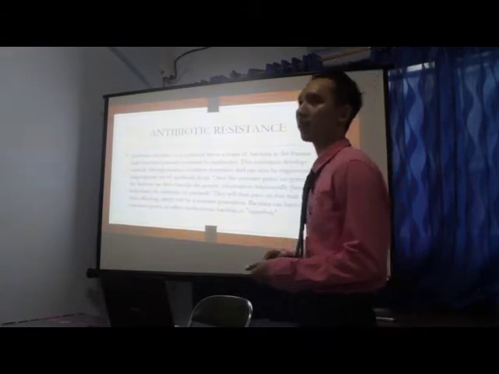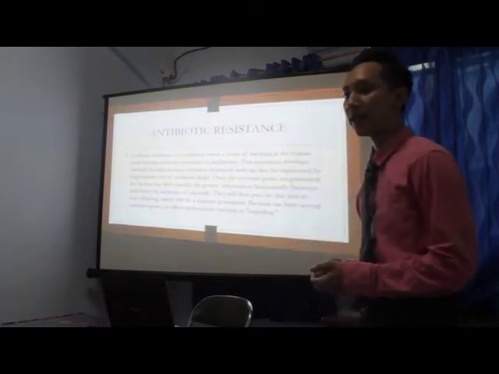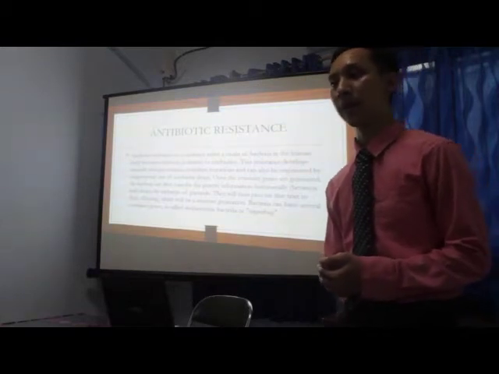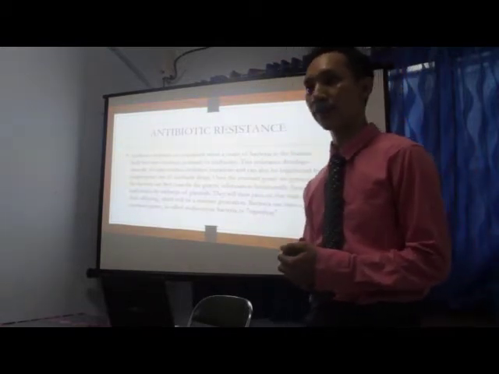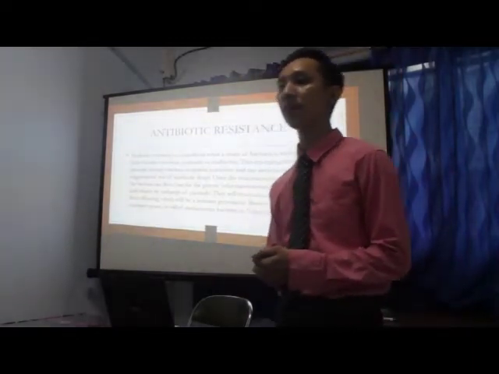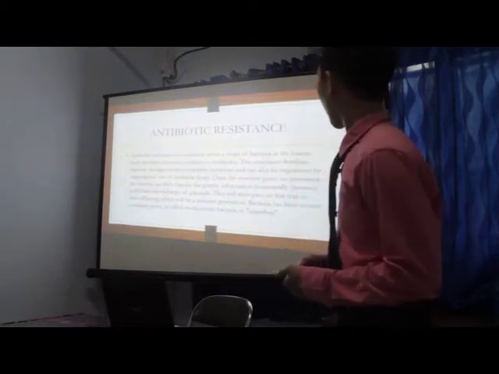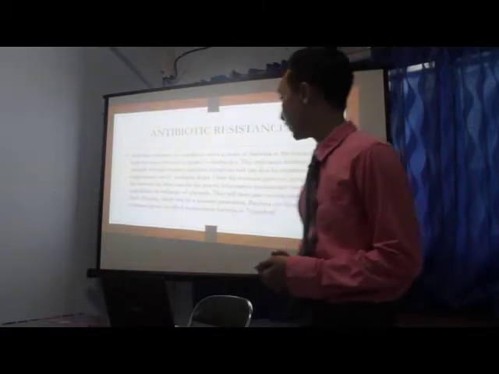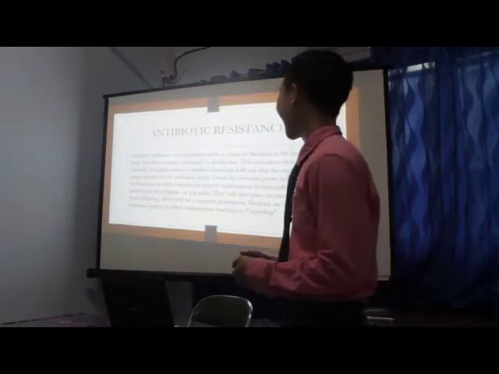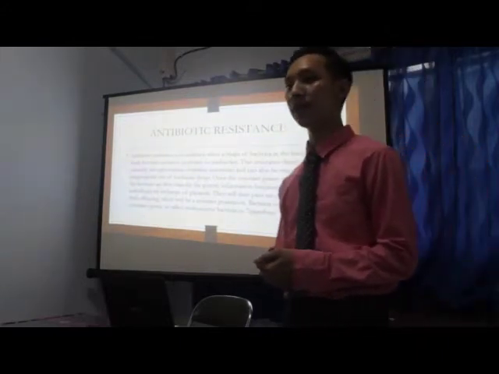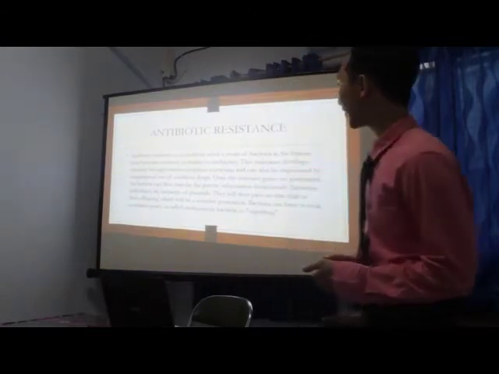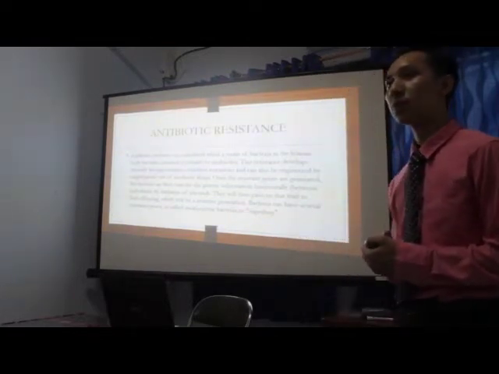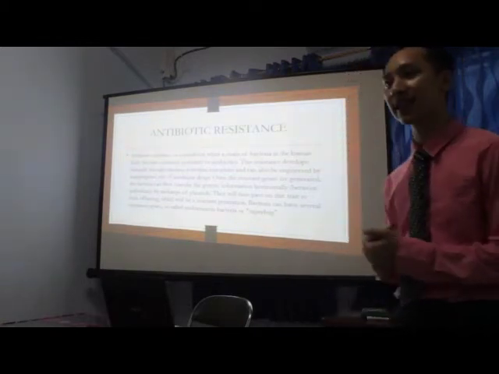Now, I want to tell you about antibiotic resistance. Antibiotic resistance is a condition when a strain of bacteria in the human body becomes resistant to antibiotics. This resistance develops naturally through random evolutionary mutations and can also be accelerated by excessive use of antibiotic drugs. Once the resistant genes are generated, the bacteria can transfer the genetic information horizontally by exchange of plasmids. They will then pass on that trait to their offspring, which will be a resistant generation.